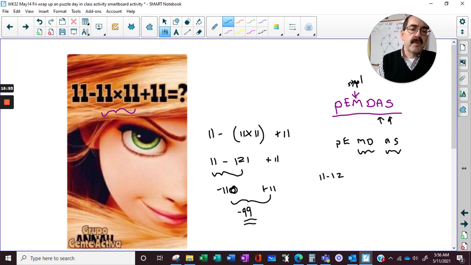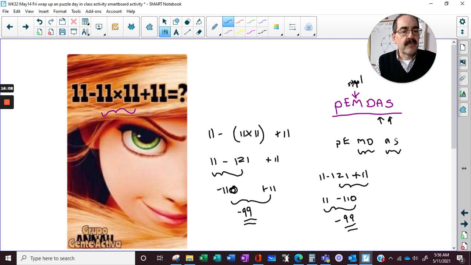Now watch this. What happens if I do the other one first? If I do this one first, I have negative 110. 11 minus 110 gives me negative 99. So there's sort of an informal proof too. It doesn't matter if we went subtract, add, subtract. So that's what Monty got.